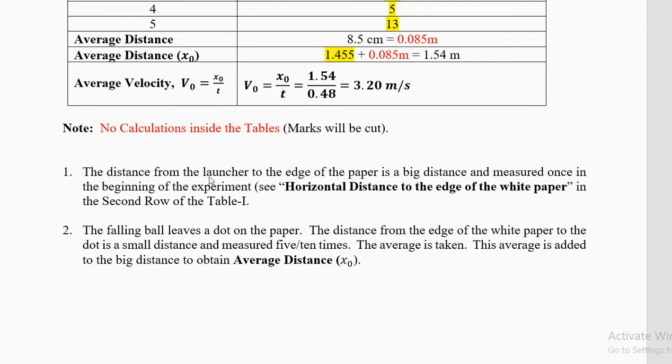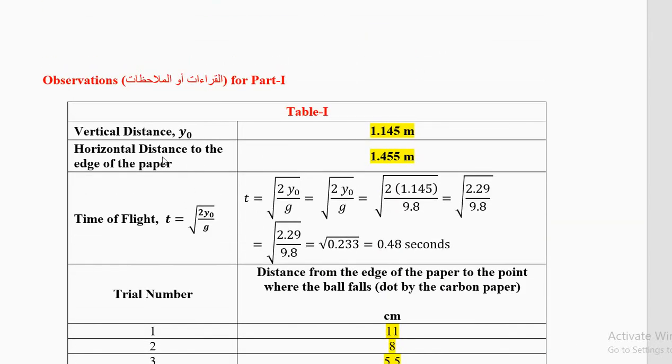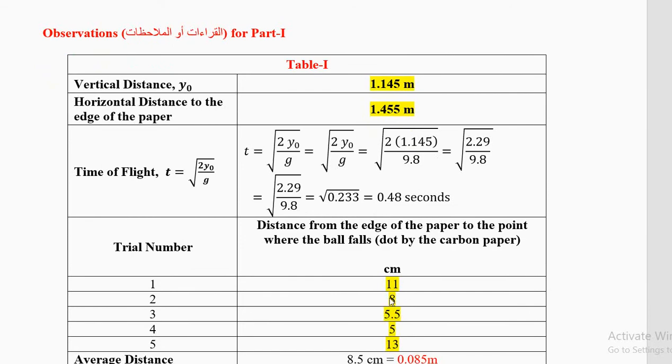See, the distance from the launcher to the edge of the paper is a big distance and measured once in the beginning of the experiment. Horizontal distance to the edge of the white paper in the second row of the table. Look, this is your white paper distance. These distances are on the white paper. This is from the table to the edge of the white paper.